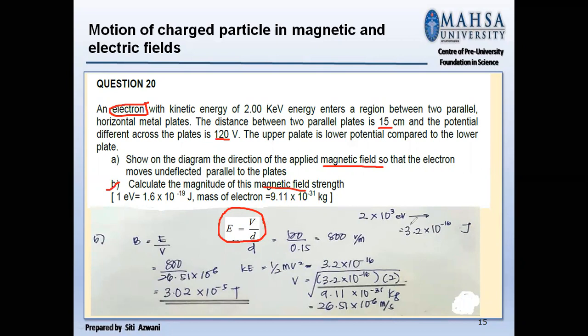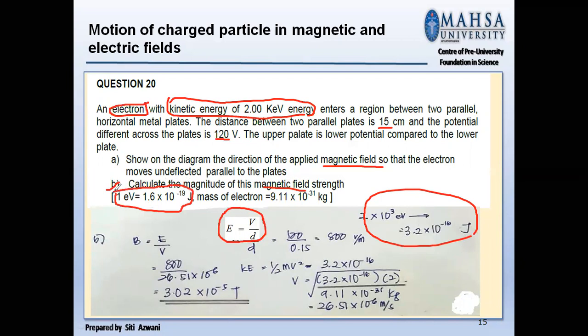Refer back to your question. You have the kinetic energy here in the unit electron volt, kilo electron volt. So you need to change to the joule. This is the conversion unit. When you convert the kilo electron volt to the joule, you got 3.2 times 10 power negative 16. You have the conversion unit here, 1 eV equal to 1.6 times 10 power negative 19.